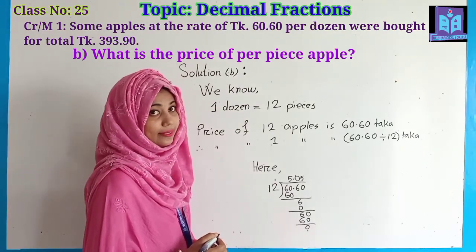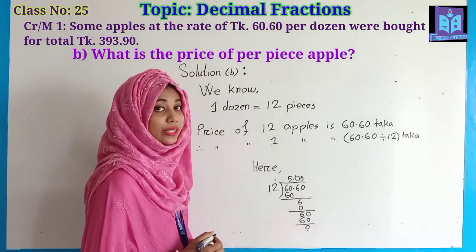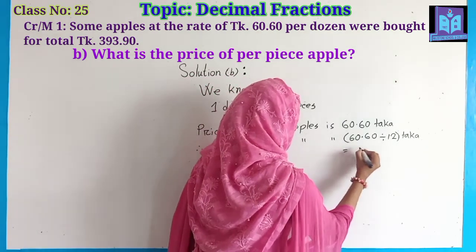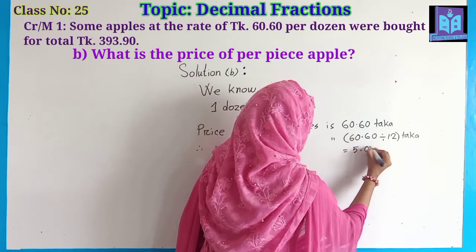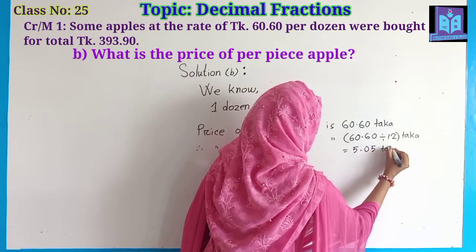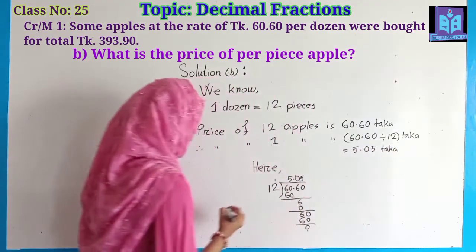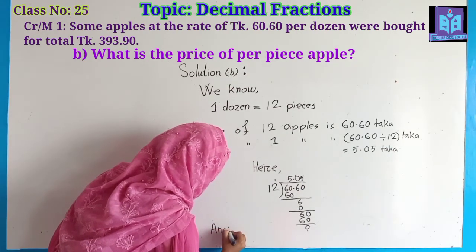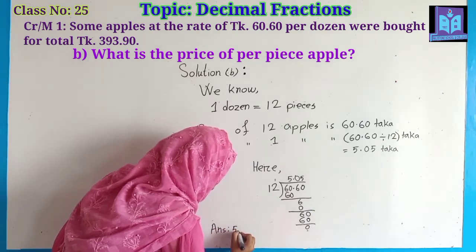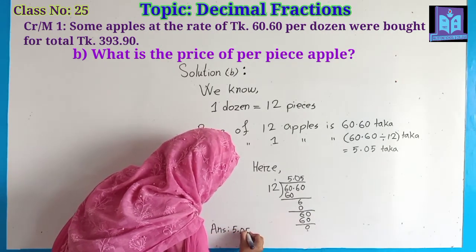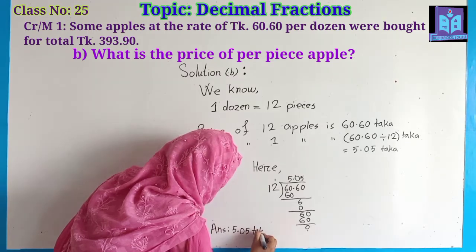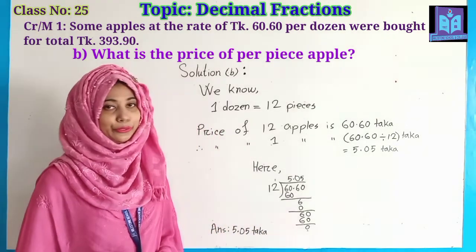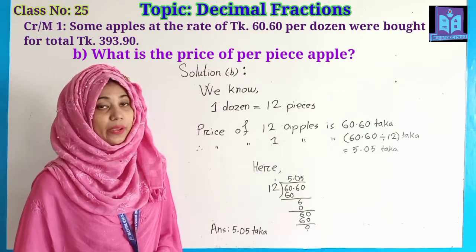5.05. That means the price of 1 apple is 5.05 taka. So I got the quotient, 5.05 taka. That is our answer. So we will write 5.05 taka. Are there any confusion? No. Now go to the next method.